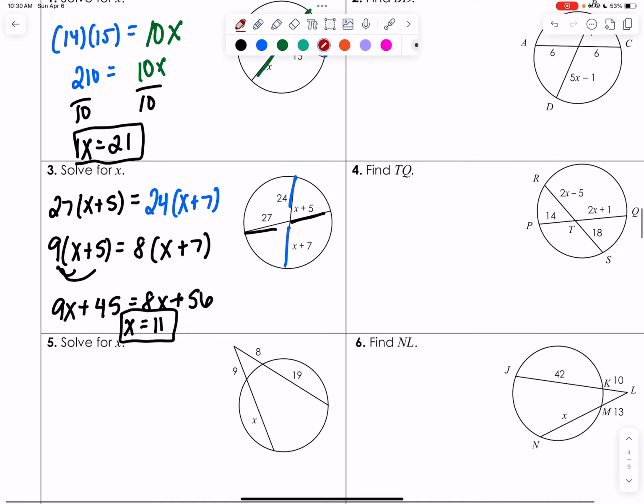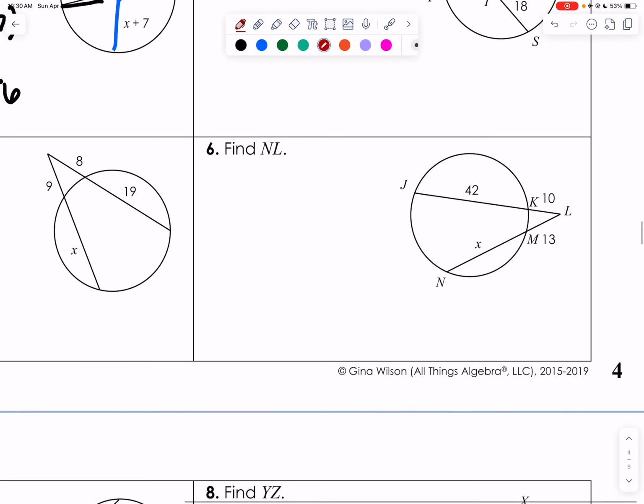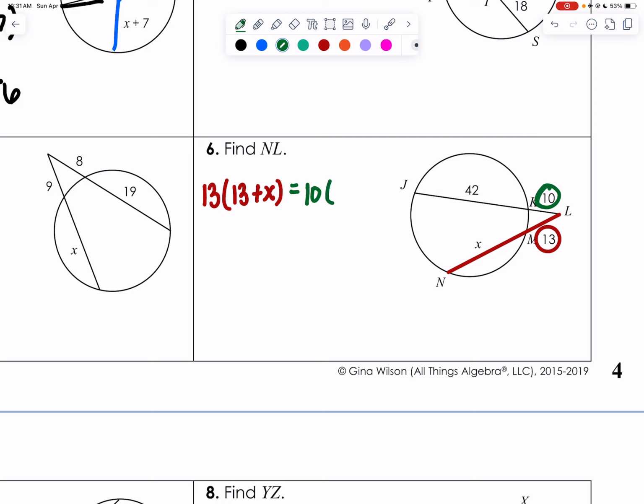So looking at, let's say, number 6 here, where we want to actually find a segment length, and L right here, which is the whole part, what we're going to do here is think about outside, so 13 times the whole part, so I'm going to have 13 plus x. And that is going to be equal to outside, so 10, times the whole part. This whole segment is 52. So I'm going to have 52 right here.